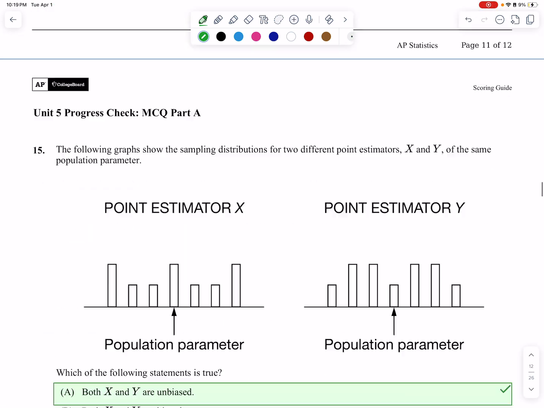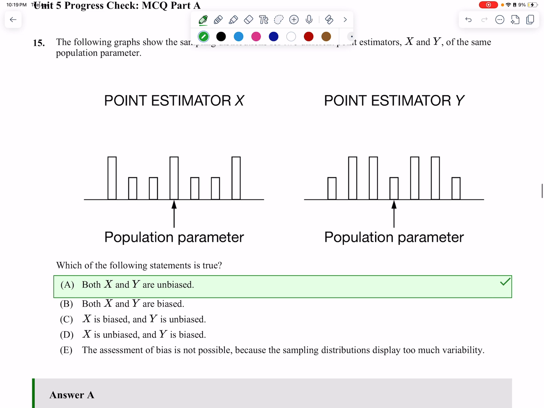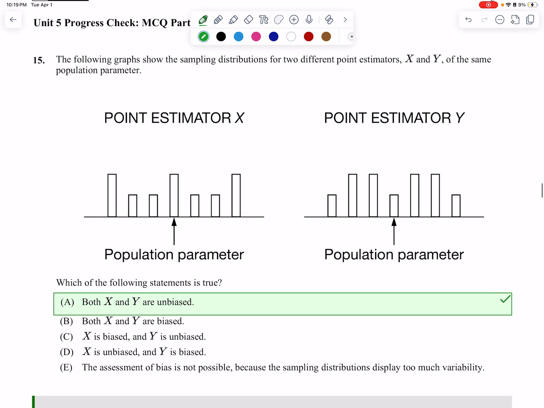13 I did, and there's just 15. Okay, the following graphs are sampling distributions in 2 different point estimators, X and Y, of the same population parameter. Okay? So which of the following statements is true? Well, if they're the center, it says X and Y. If they're the center here, right? This looks like a sampling distribution.